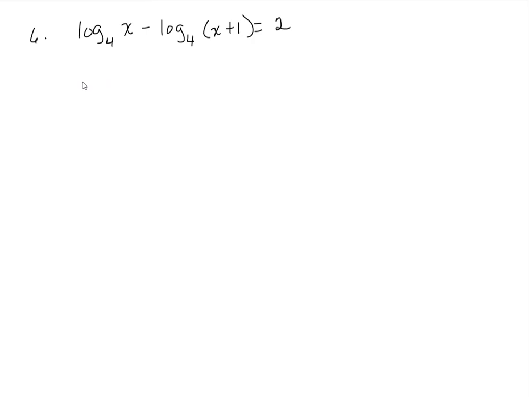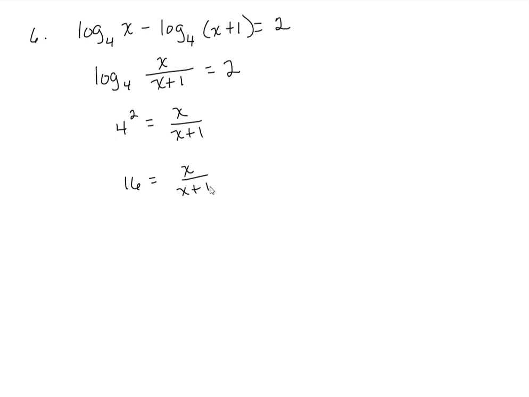Okay, problem 6, we're going to simplify the left-hand side and then write our equation as an exponential and solve. Now, this problem is going to be different because when I combine these two, I'm going to end up with a quotient because I've got a subtraction here. I'm going to have to divide these two arguments. So now that I have a single logarithm, I can write this as an exponential. 4 squared equals x over x plus 1. So 16 equals x divided by x plus 1.